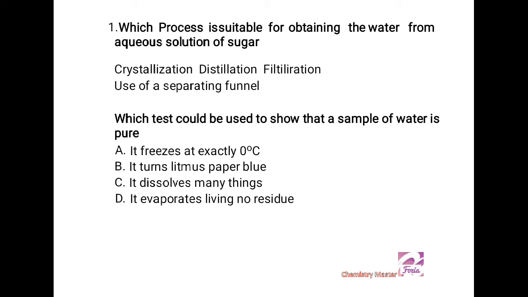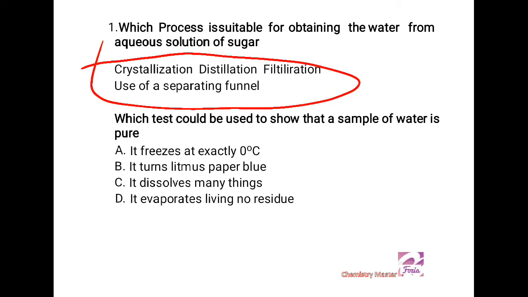Which process is suitable for obtaining the water from an aqueous solution of sugar? Here, four options are available: crystallization, distillation, filtration, use of a separating funnel. When you go through the textbook thoroughly, you will be able to define all four methods, and then you will be able to select the right answer. This is the separation of water from its solution, so it's none other than distillation.